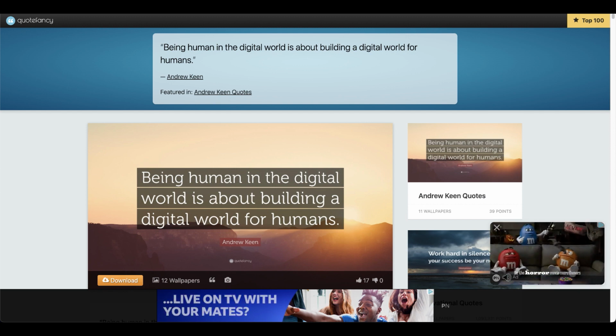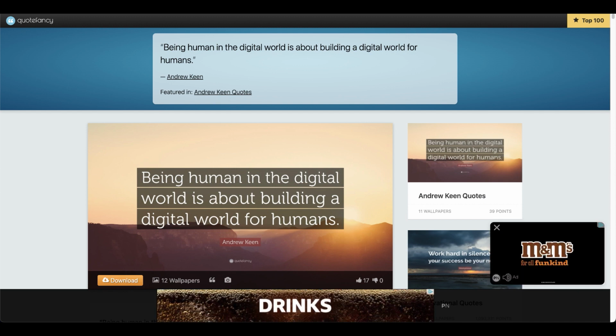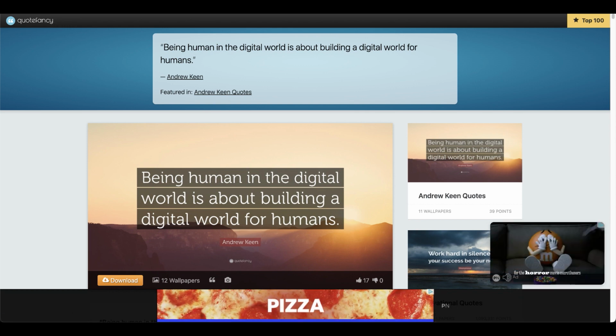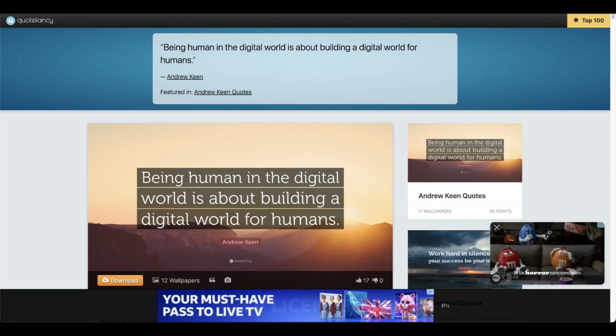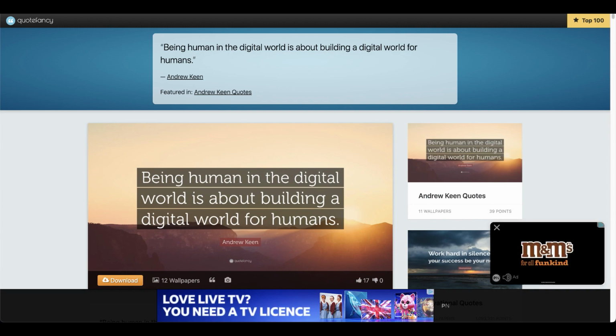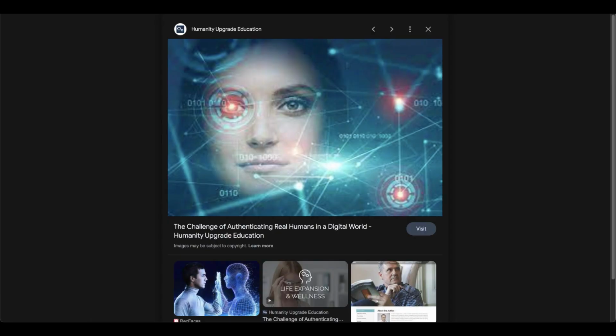What does it mean to be human in the digital world? This is a complex question that is becoming increasingly important as we spend more time in the digital world and as AI becomes more sophisticated. On the one hand, we can think of our digital selves as simply representations of our physical selves.